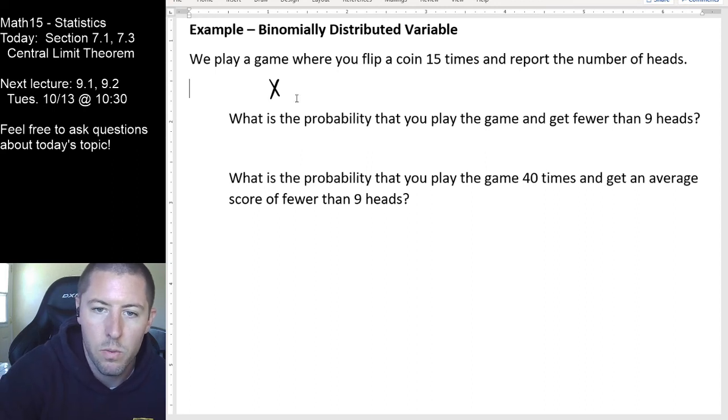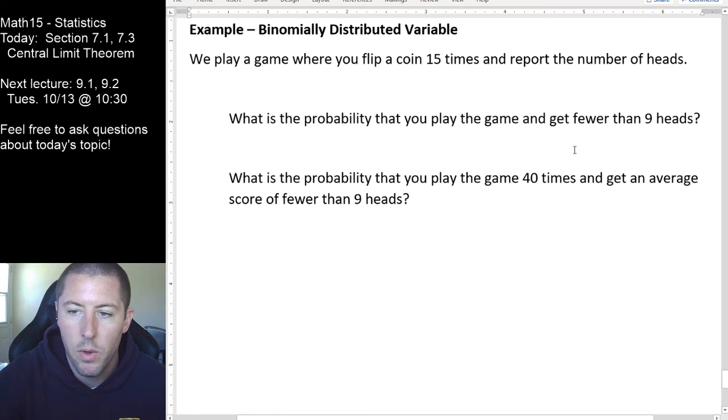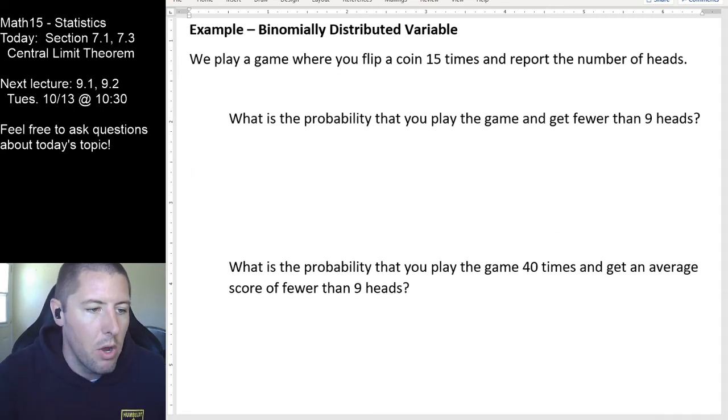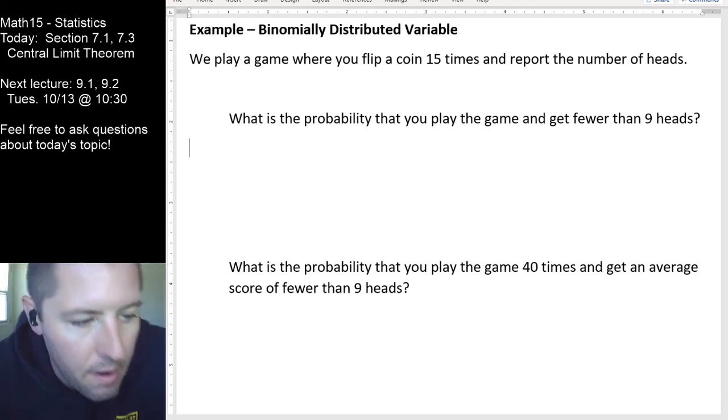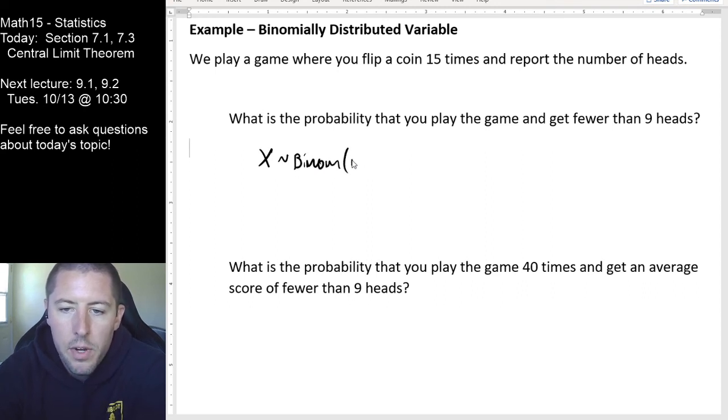Let me just write this where this sort of goes right here. In the first case, we're only going to play the game one time. Because we're only playing the game one time, I know that I am not using my central limit theorem. I'm just using my regular binomial probabilities here. So here we would say x is distributed binomially. We know that the mean is always np, right? So we have here that x is binomial.